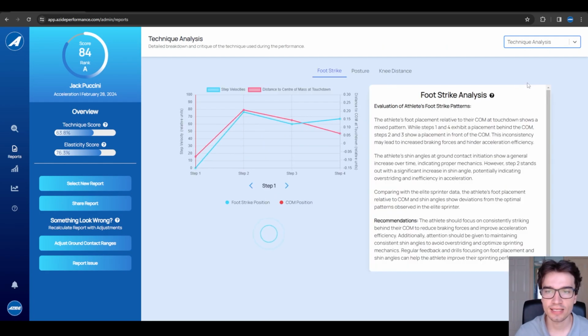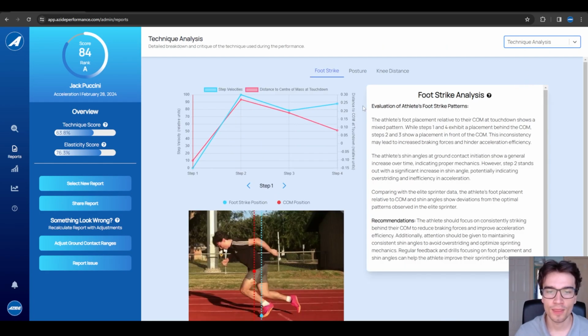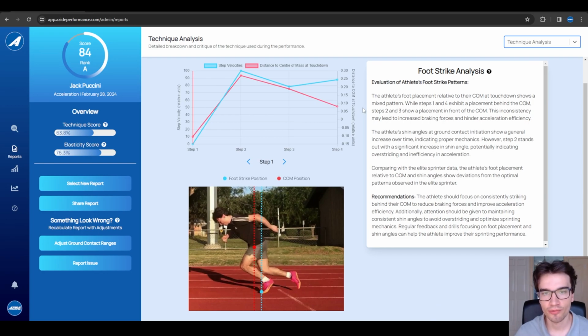So if we go to the technique analysis tab, a really good thing to look at when we're trying to figure out if we're overstriding is these annotated images, which basically show our foot strike's position relative to our center of mass. So step one's pretty good. We can see that we're striking behind the center of mass with pretty good shin angle here. I would like to see that the knees are a little bit closer together. That's a good sign. Generally, if you see that upon ground strike, the knees are relatively close together, that indicates that we've got good leg recovery and that we're going to be able to get our second step down quite quickly. It's not that bad.